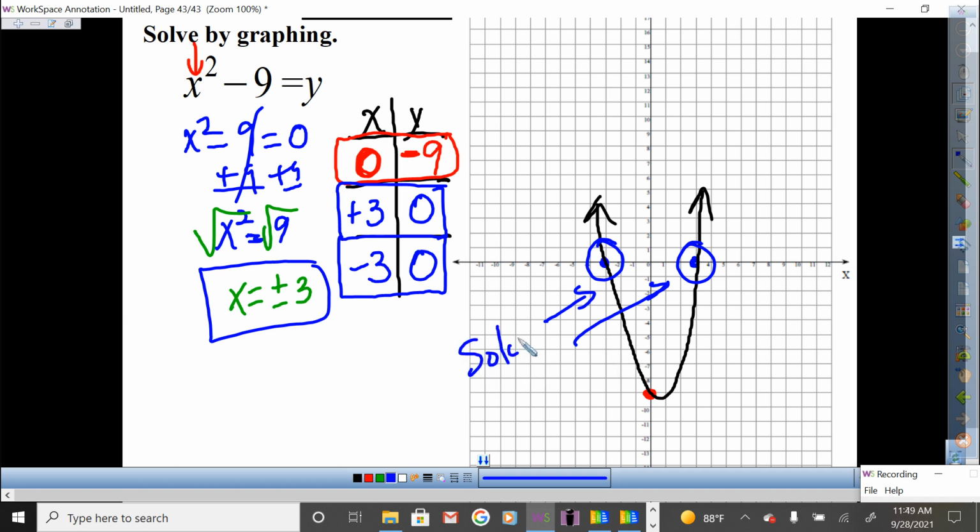These are my solutions. Why? Because they are the x-intercepts. Also known as zeros. Also known as roots. Show me your fingers how to figure out with the graphing portion. Okay? So for tonight, you only have a couple of these of graphing.